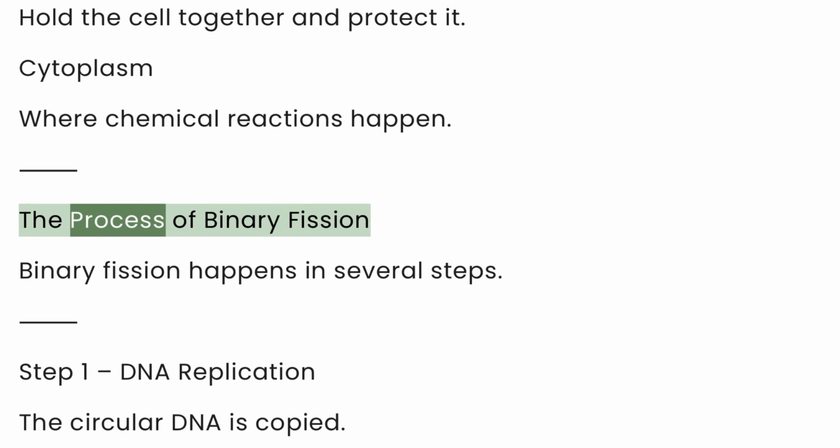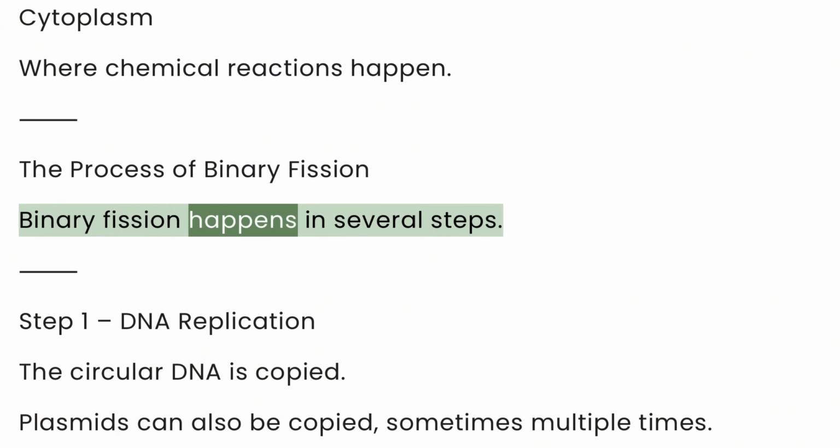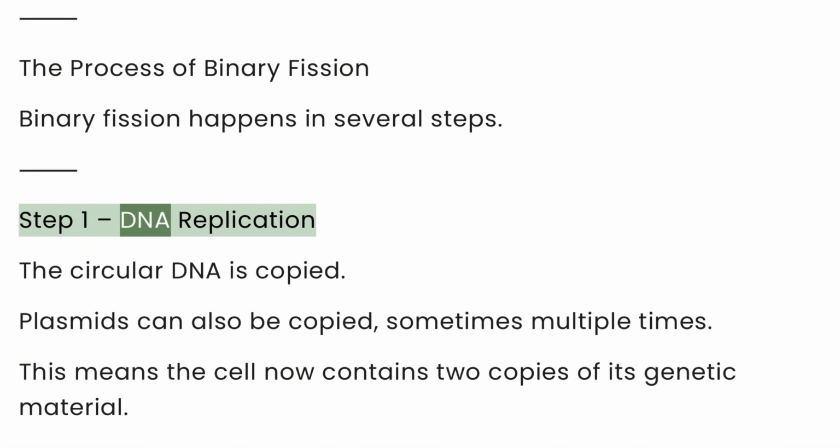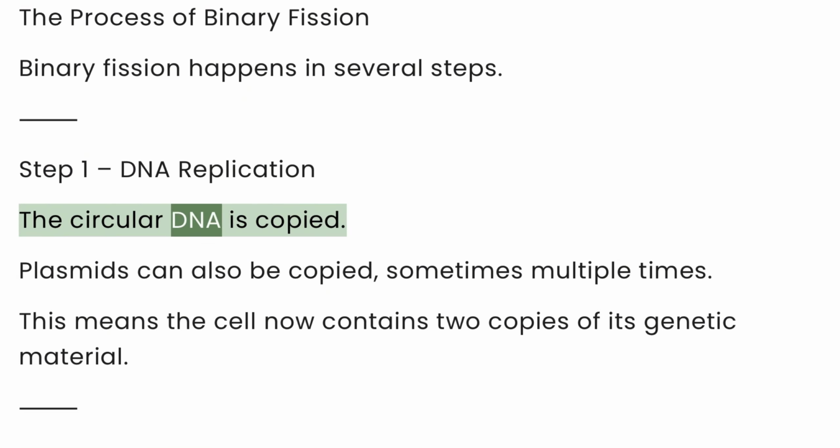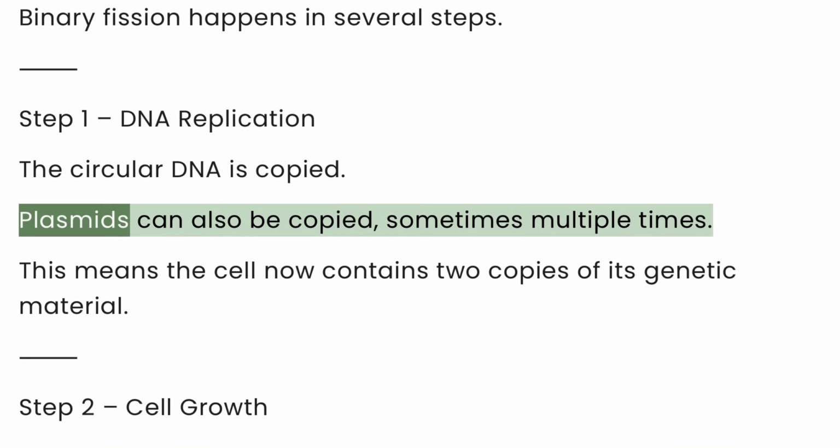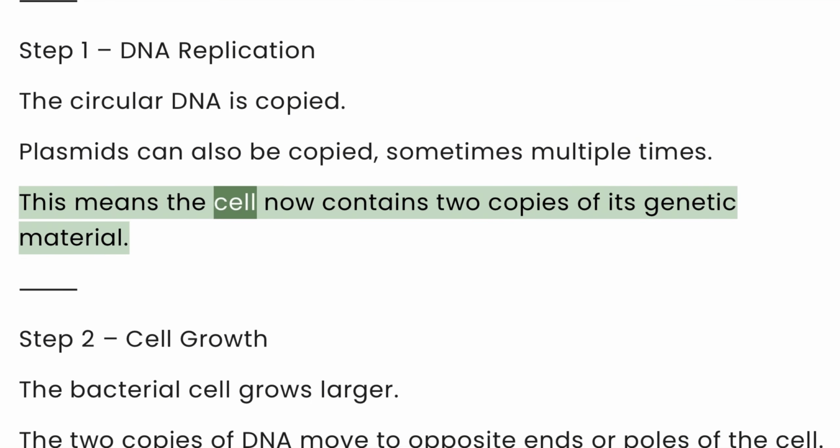The process of binary fission. Binary fission happens in several steps. Step 1. DNA replication. The circular DNA is copied. Plasmids can also be copied, sometimes multiple times. This means the cell now contains two copies of its genetic material.